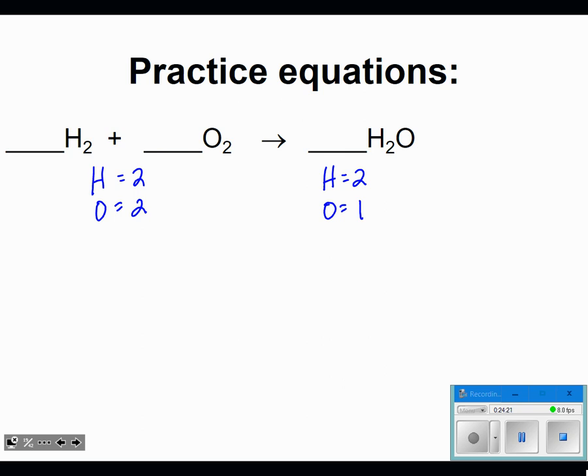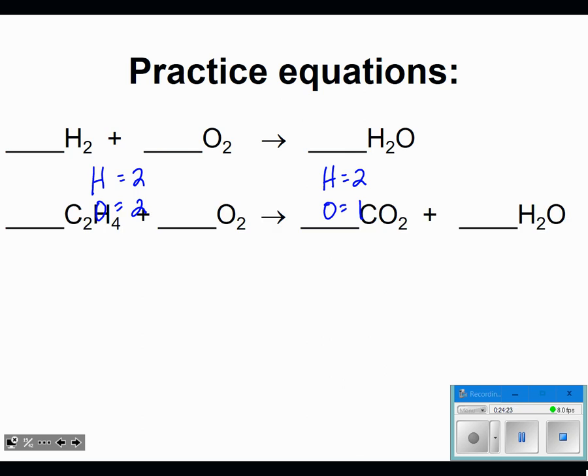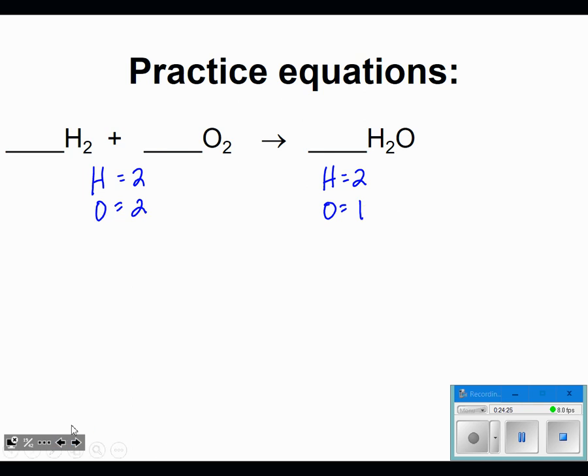So that means I need to put a, oops, let me go back, sorry. Forgot that I didn't have these. So I need to put a 2 here. When I do that, I got to recount. 2 times 2 is 4. 2 times 1 is 2. That fixed my oxygens but messed up my hydrogens. So I now need a 2 over here. 2 times 2 is 4. And now I am balanced. Okay.